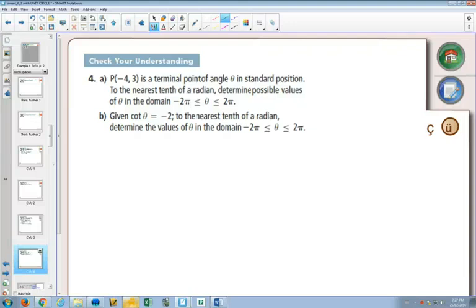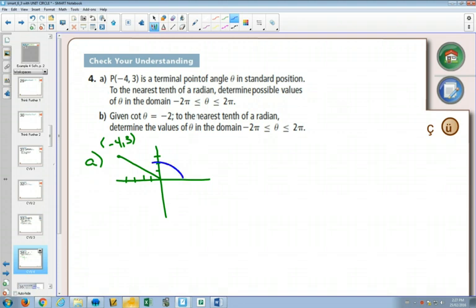All right, so we have negative 4 comma 3 is a terminal point of angle theta in standard position. So if we draw that out, here's our grid, negative 4 comma 3, that's going to end up here in quadrant 2. There's our angle theta in standard position would be right there. Now we're going to try to find out all the angles in radians that are going to fit with this.